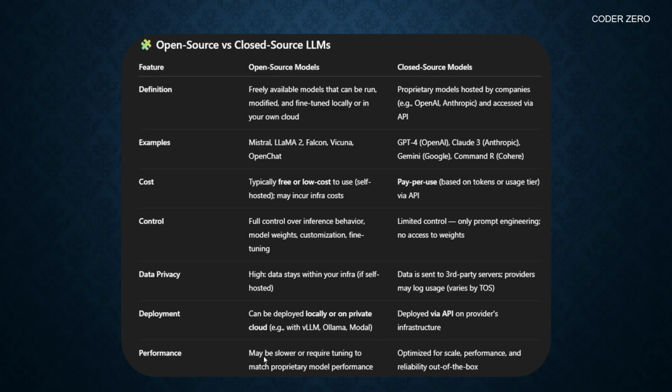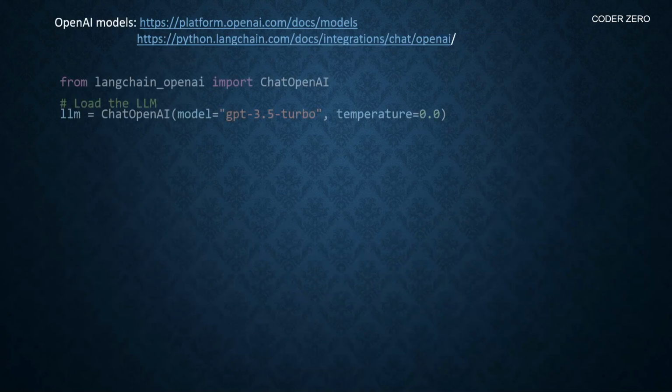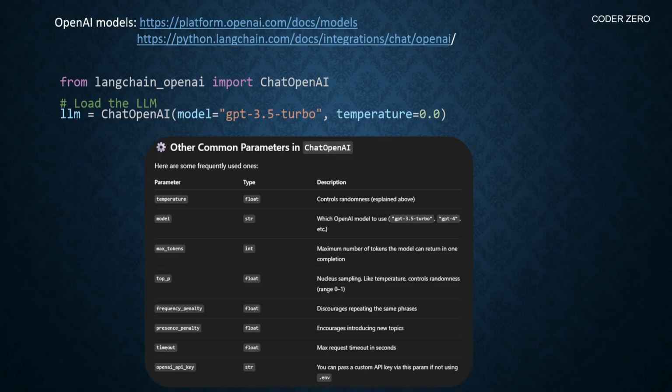We have to fine tune, that is, create or modify the open source model according to our custom usage in order to get the optimal performance. But closed source models are optimized for scale, performance, and reliability out of the box. Now let's start with OpenAI models. Before going further, let's create API keys for OpenAI, Google, Hugging Face, and Anthropic.